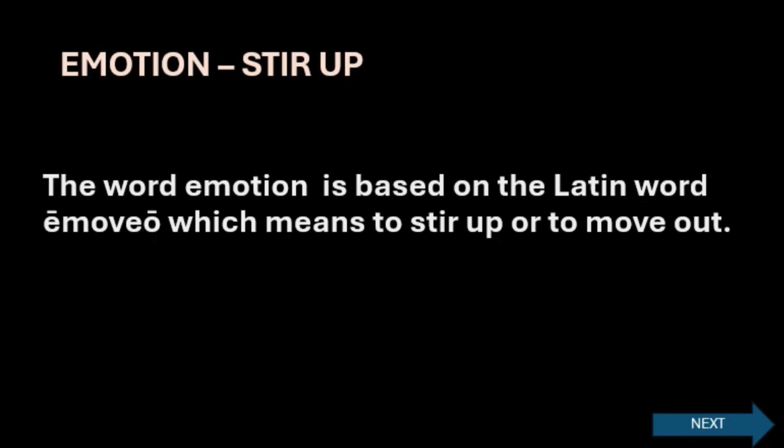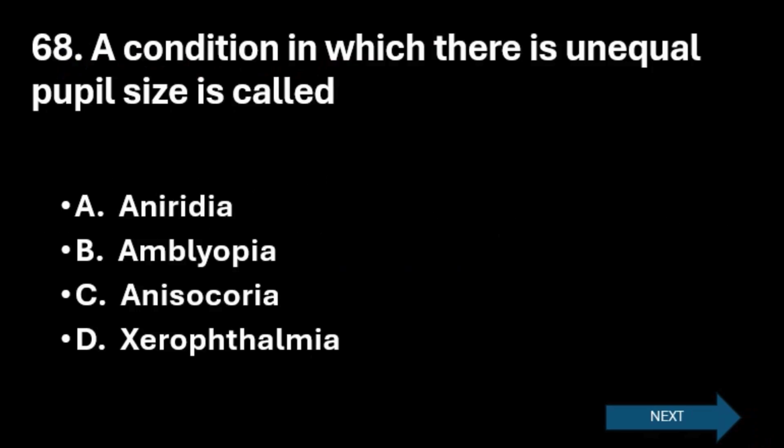A condition in which there is unequal pupil size is called option A, aniridia. Option B, amblyopia. Option C, anisocoria. Option D, xerophthalmia. Unequal pupil size. The right answer here is option C, anisocoria.